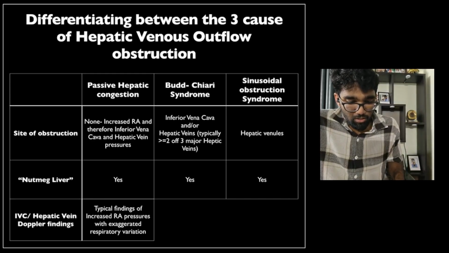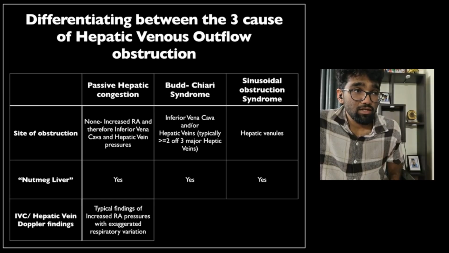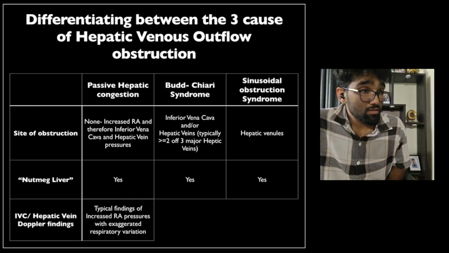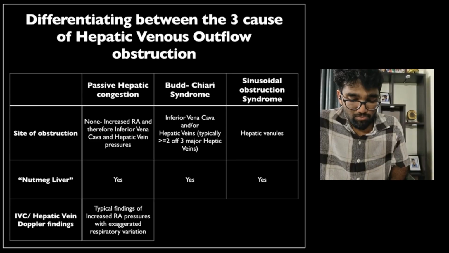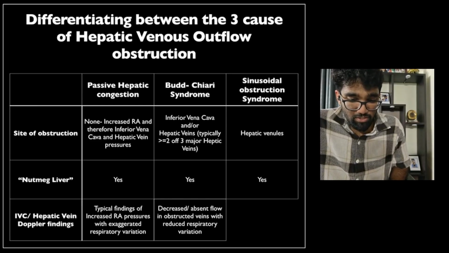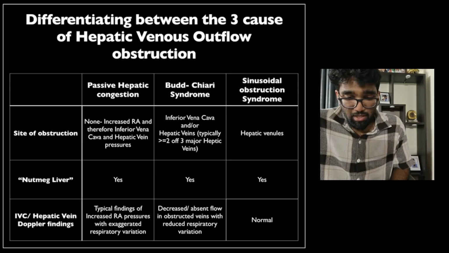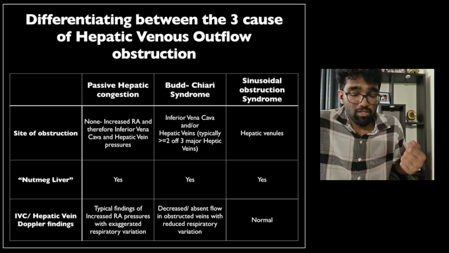Now, in case of passive hepatic congestion, we find typical findings of increased right atrial pressure, which has already been discussed in our approach to chronic dyspnea, that is, interpretation of 2D echo findings in patients with chronic dyspnea. That was part 5 in that series. And in case of Budd-Chiari syndrome, you'll have a decreased or absent flow in obstructed veins, because there's an actual thrombus in the vein. In case of sinusoidal obstruction syndrome, the obstruction is proximal to the point at which we are doing the Doppler study, so everything will be normal.